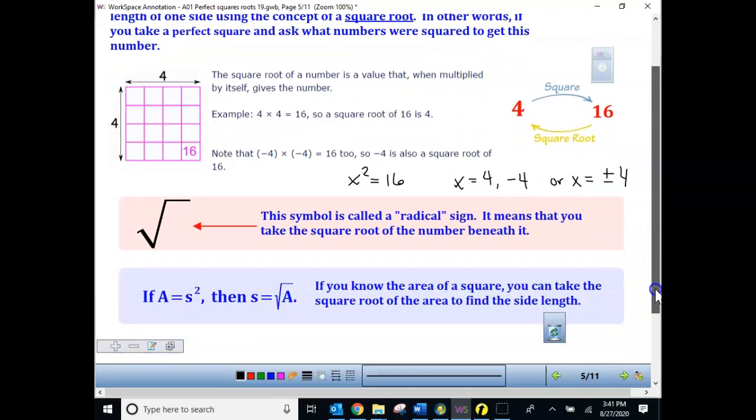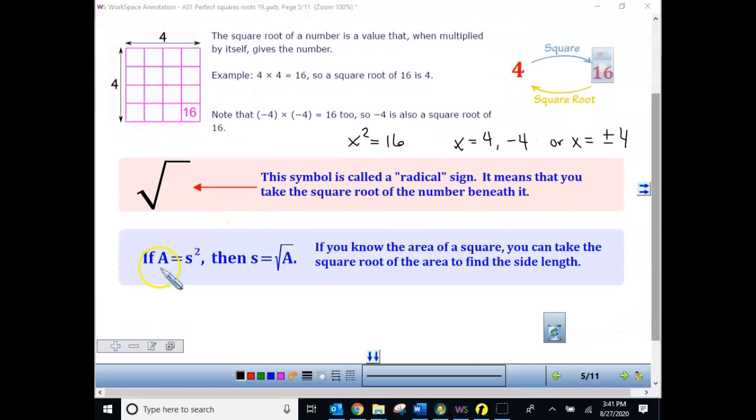So when you're thinking about that, this is the symbol that we use. It's called the radical symbol. So not radical like your parents are thinking you're way out there, but radical, used in terms of mathematics. It means you take the square root of the number beneath it. It says if a is equal to s squared, which is the side squared, then the side is equal to the square root of the area.